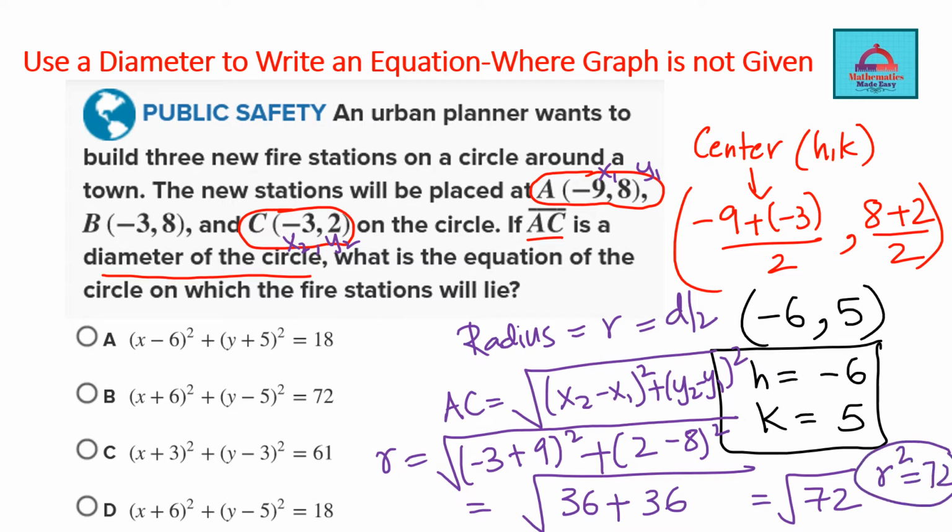So I hope you're able to identify this is the center, this is the radius, so which is the equation that will give you the answer A, B, C, D. Yes, you're right, my dear students. It is B, because here you see the number 72, here you see the correct coordinates for the center. So even if the graph is not given, you can still solve the question using the distance formula and midpoint formula.